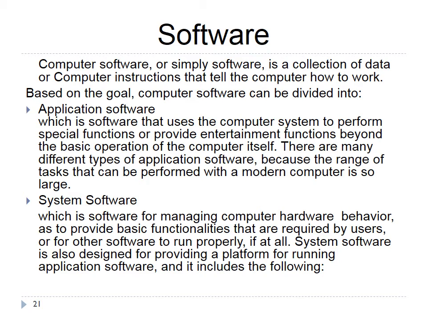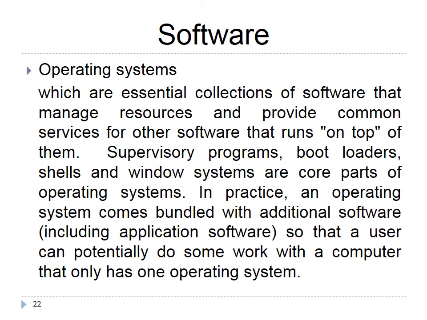System software. Software for managing computer hardware behavior, so as to provide basic functionalities that are required by the user or for other software to run properly, if at all. System software is also designed for providing a platform for running application software, and it includes the following: operating systems, utilities, and miscellaneous software. Operating systems, which are essential collections of software that manage resources and provide common services for other software that runs on top of them.